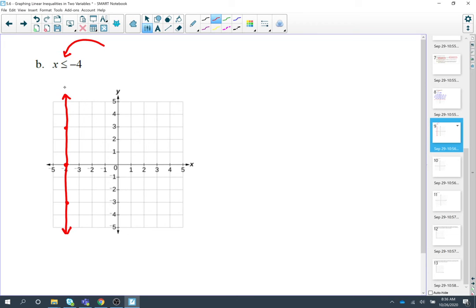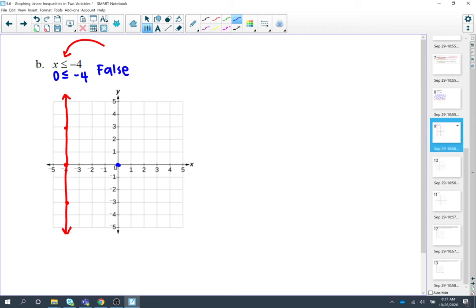Now, the question becomes, do we shade the left or do we shade the right? So let's think about this. We need a test point. This says x is less than or equal to -4. So if it was less than -4, would we assume that it's to the left of the line or to the right of the line? I would assume it's to the left of the line, but let's say I picked a test point of 0. If my test point is 0 and I substitute, is 0 less than or equal to -4? Is 0 less than -4? That's false.